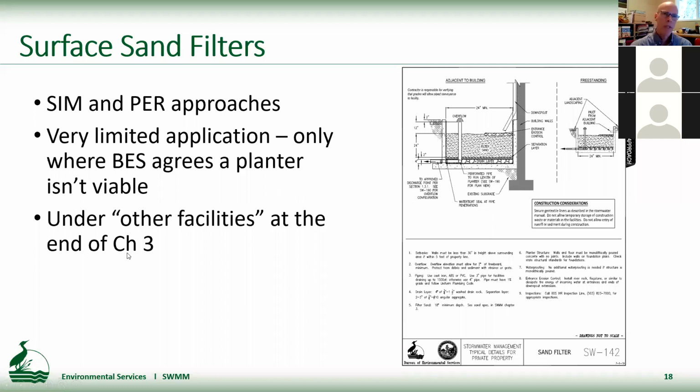Surface sand filters, as I mentioned, they are back in the SWMM. They're allowed under the simplified and the performance approach, but BES is going to allow them in very limited circumstances and only when the Bureau agrees that planters aren't viable. And one example where they may not be viable is in a heavily shaded setting. There may be some other instances, but again, BES has to agree to it. And you'll find those at the very end of chapter 3.